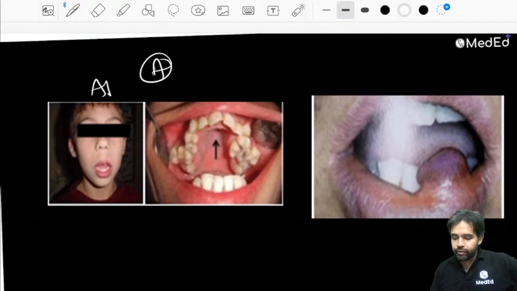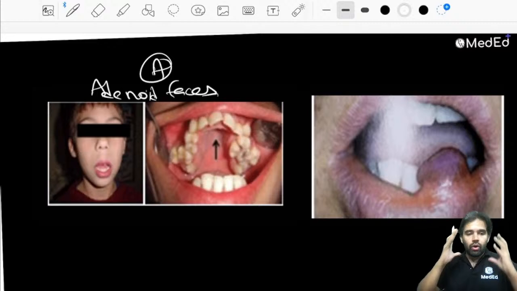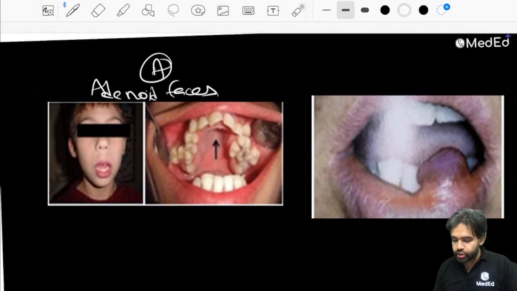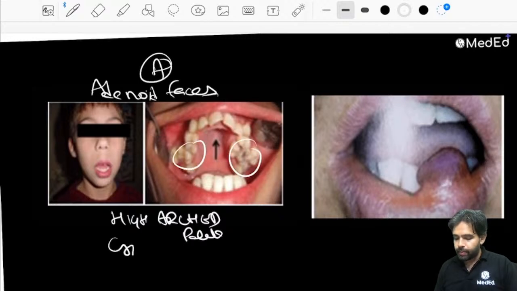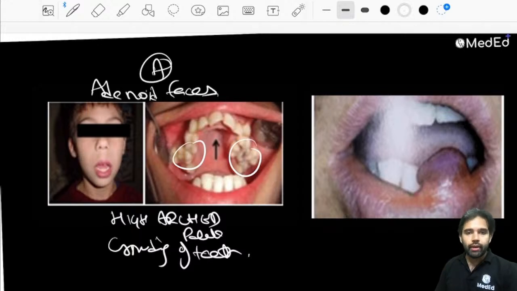Okay, this is your adenoid facies. Long face, the space between the nose and mouth is short, there is a high arched palate, and crowding of teeth. Adenoid facies. These are the people who are most likely going to have middle ear serous otitis media, and require grommet insertion and adenoidectomy. This was asked just in the last FM also.